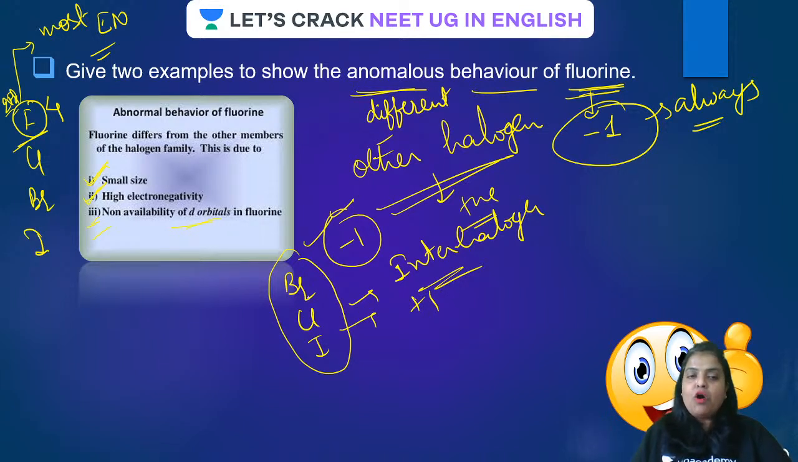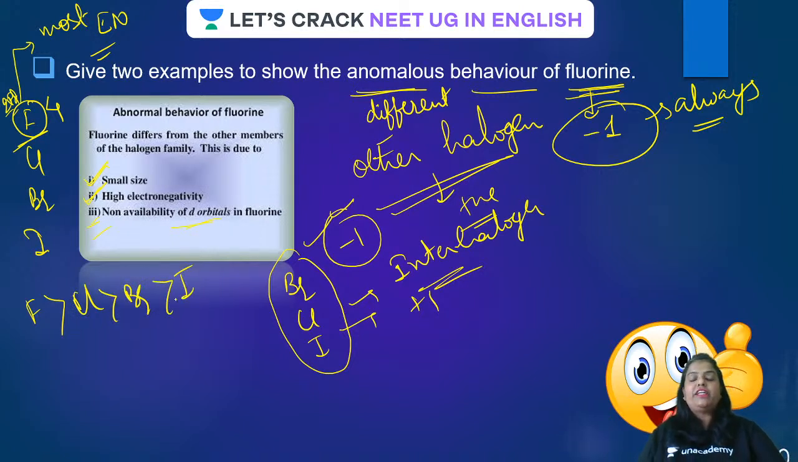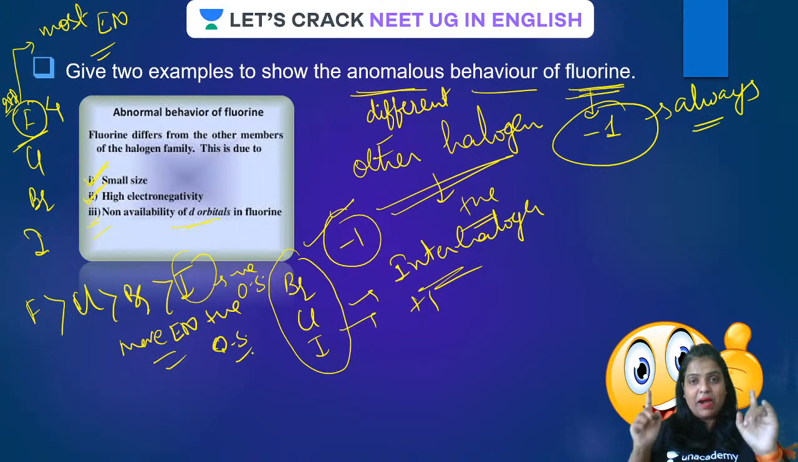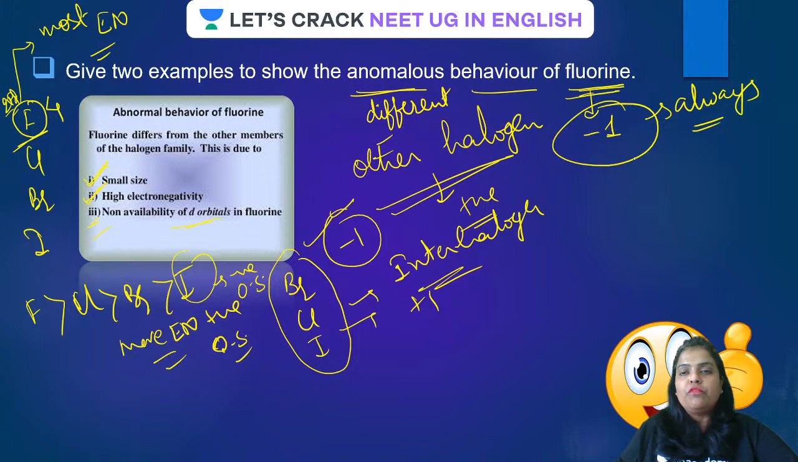Amongst them, the electronegativity order decreases like this. In an interhalogen compound where bromine and iodine are together, the one which is more electronegative will have the positive oxidation state, and the one which is less electronegative will have the negative oxidation state. But fluorine always shows an oxidation state of -1.